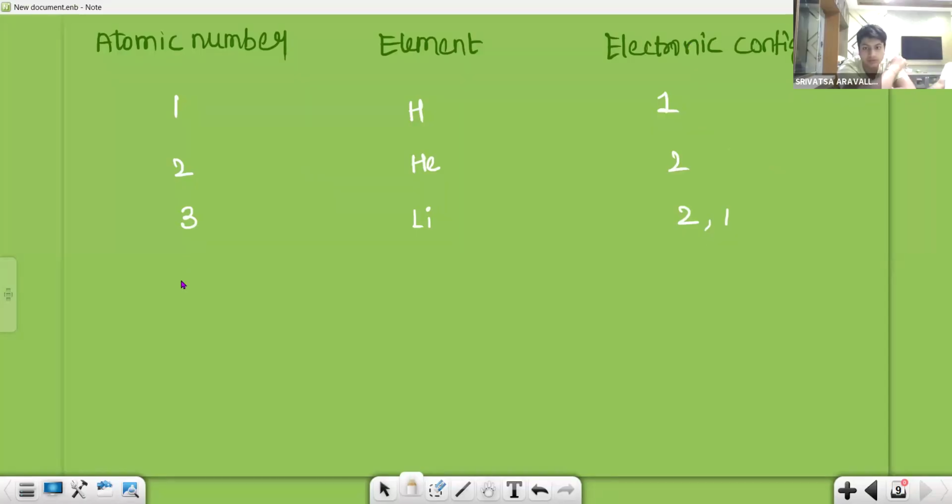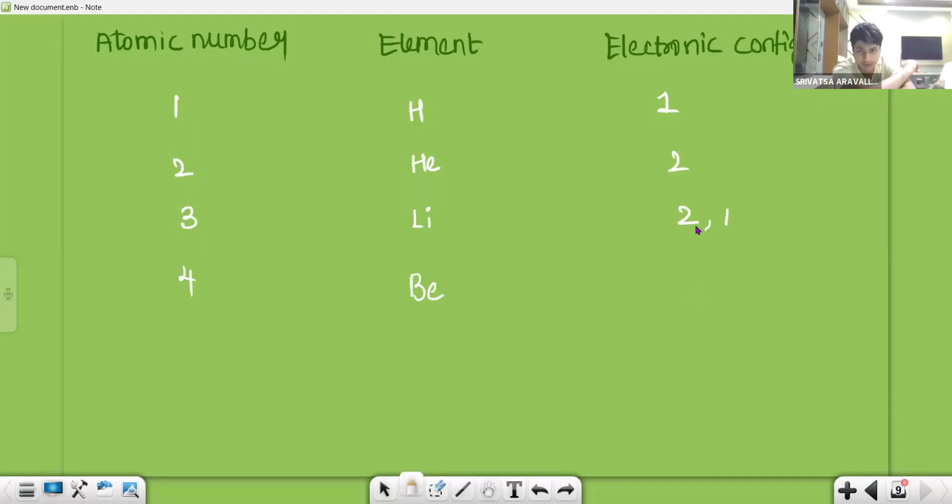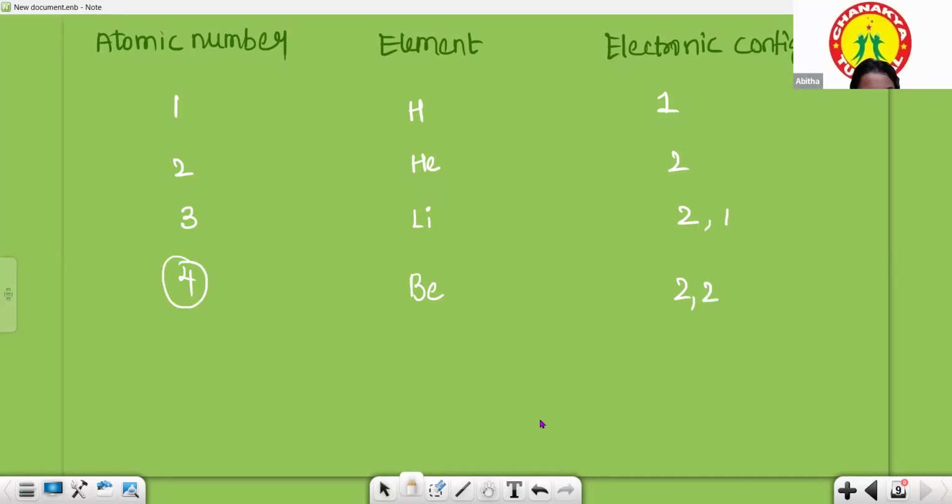Tell me for Be, B for beryllium. The electronic configuration is 2 comma 2. We cannot make 3, because in the first orbit you can fill only 2. So it's 2, 2, overall 4. Understand?